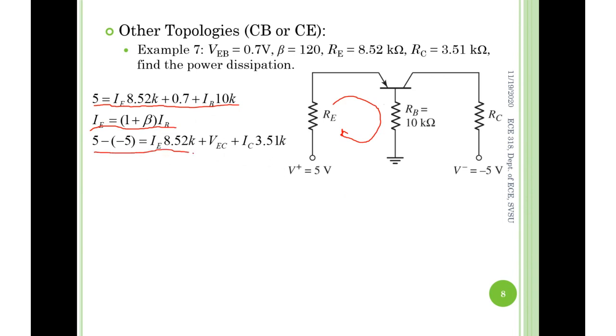And this path is what? The path is beginning from the positive V plus all the way through VEC down to ground.